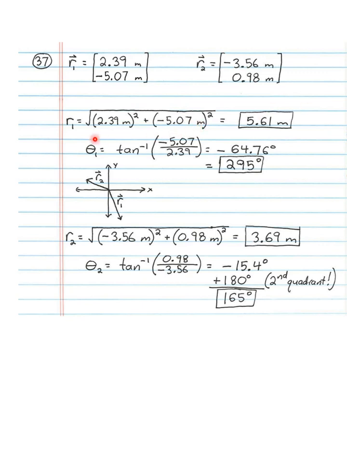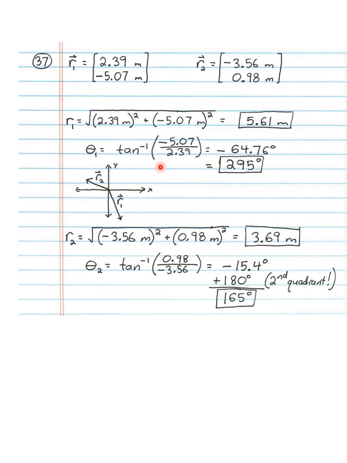The magnitude of a vector is Pythagorean theorem. We're going to take the square root of the x component squared plus the y component squared. And in this case of R1, we get 5.61 meters. For its direction, the arctan is the y component over the x component. And we get negative 64.76 degrees.